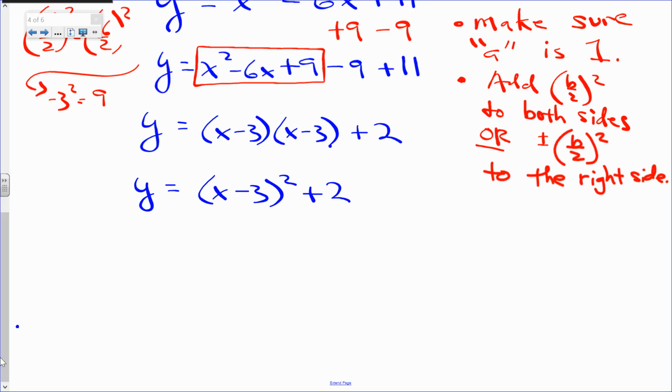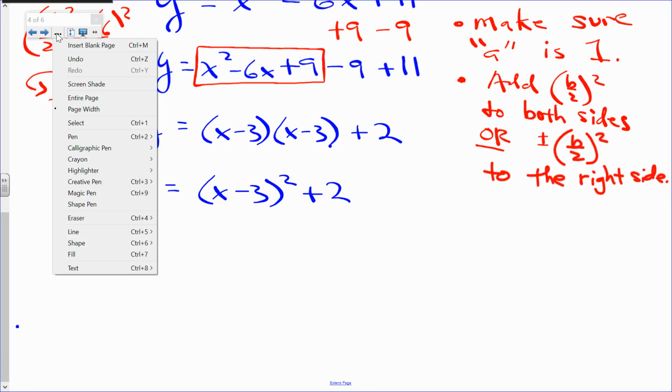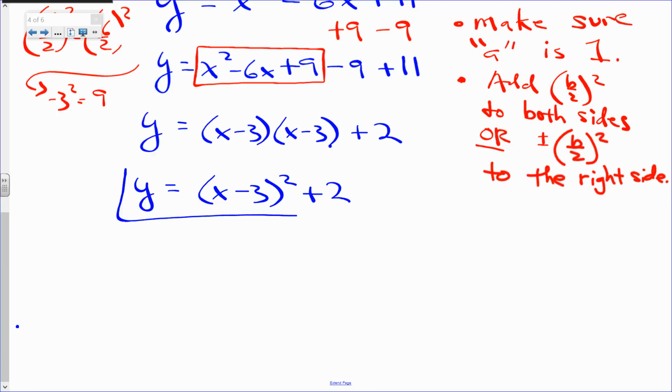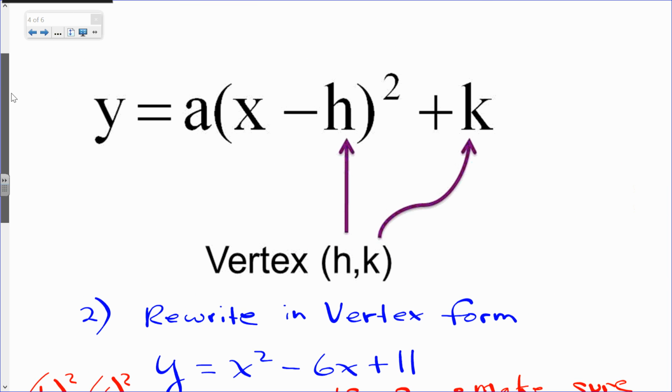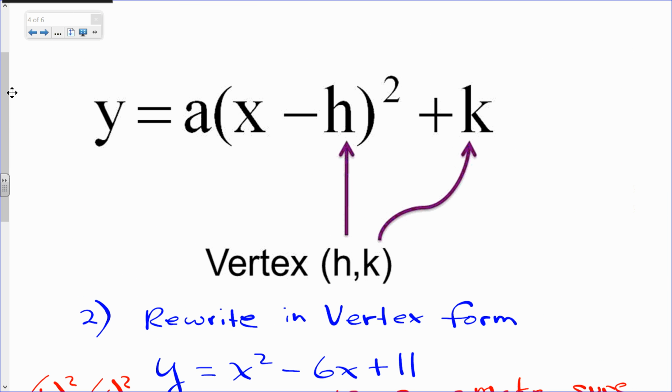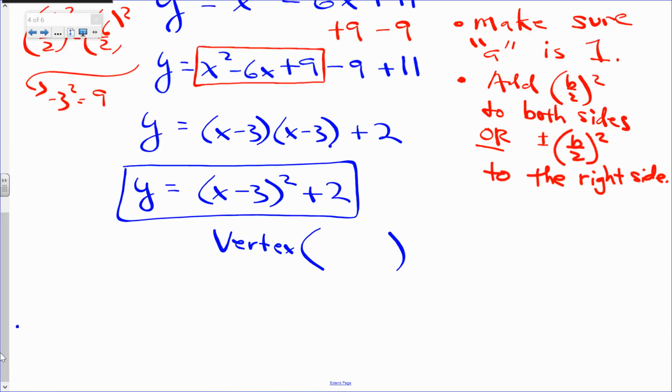So what is the vertex here? We're actually done. The mission was just to write in vertex form, which we've done. Just out of curiosity, what would be the vertex? Would it be negative 3 and 2, or 3 and 2? Look here: minus h, so the vertex is (h, k). This has to be a minus, this has to be a plus. We got a minus and a plus, so the vertex would be (3, 2).